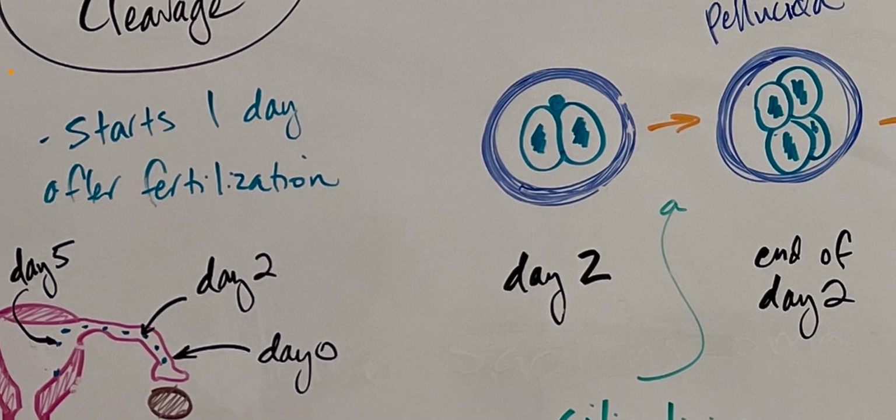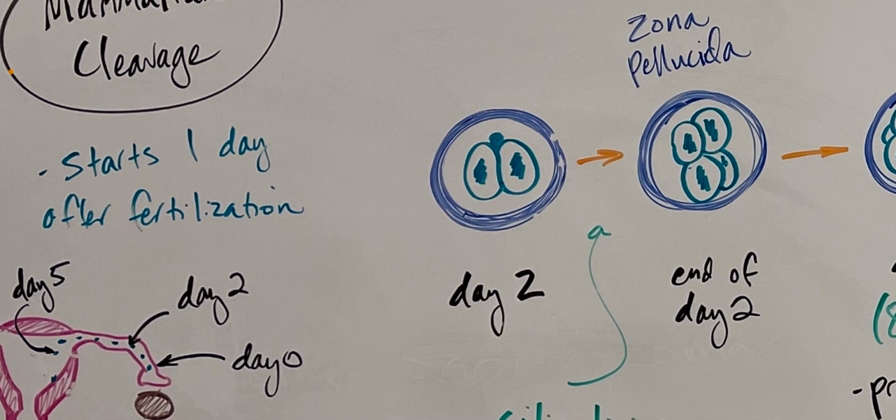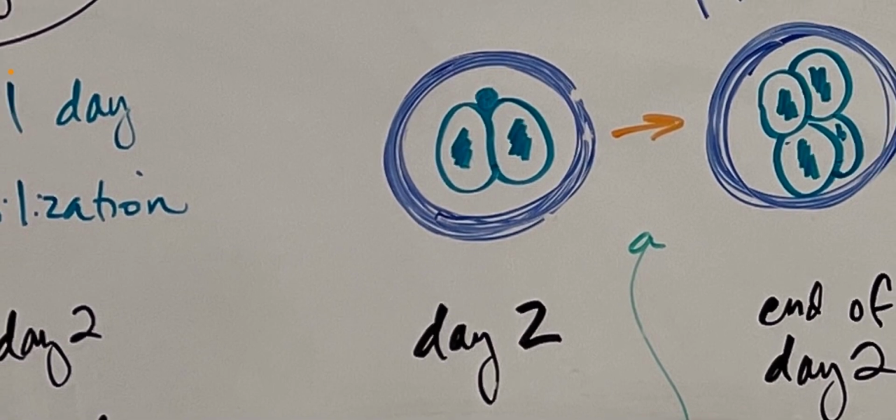Day 2, this is what the embryo looks like. You're still going to have that zona pellucida, which protects and covers the embryo. Remember that zona pellucida is a matrix of glycoproteins. It's like a thick membrane that protects the embryo from the outside. Its main job right after fertilization was to prevent other sperm from fertilizing the oocyte after the first sperm was able to do that.